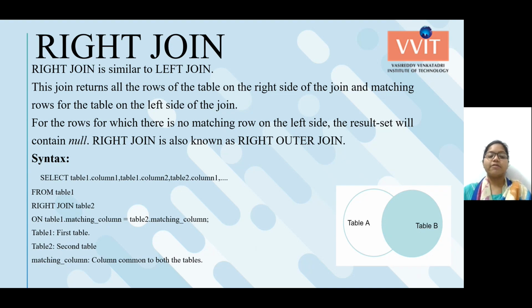Here table 1 is the first table, table 2 is the second table, and the matching column is the column which is common to both the tables. Here, the right join is also called right outer join. That means in the right table, all the rows are written to the output, and in the left table, only the matched rows are displayed to the output. This is about the right join.